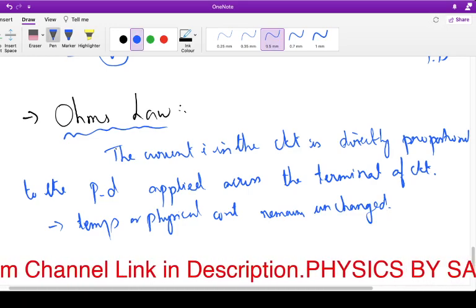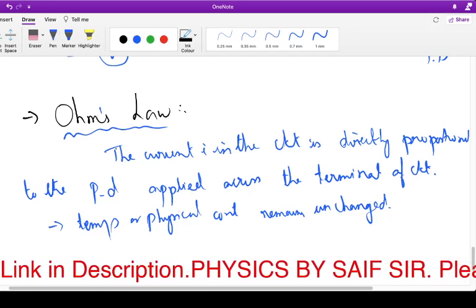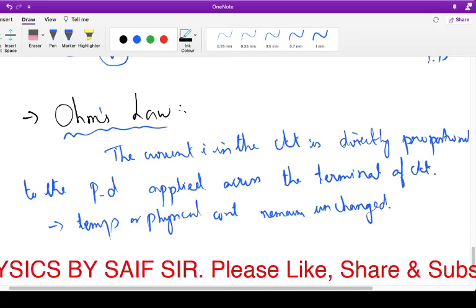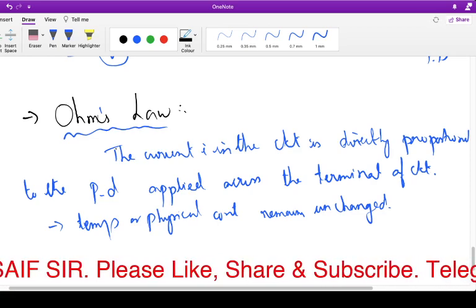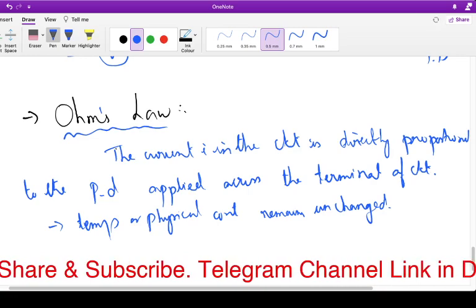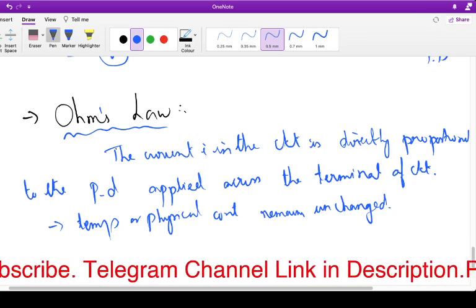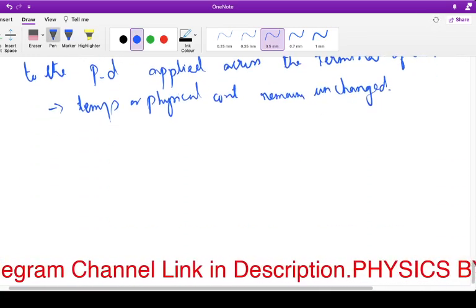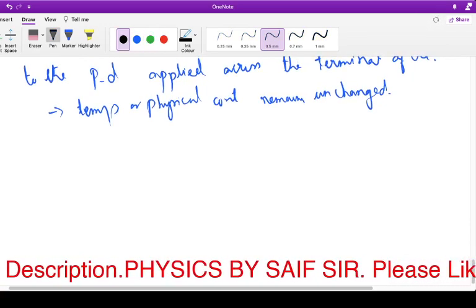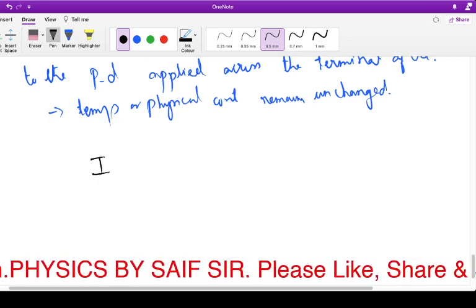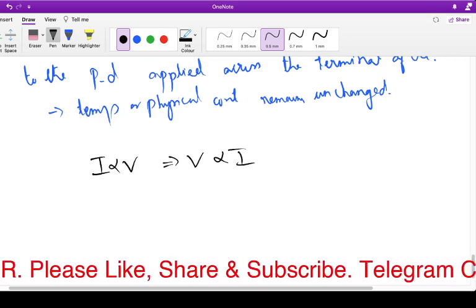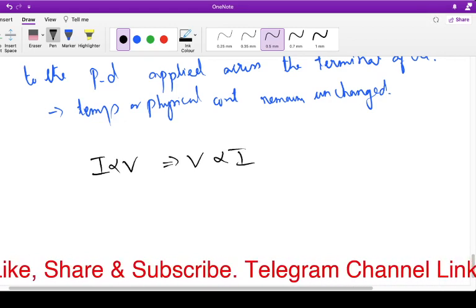Okay, so what is Ohm's law? The current I in the circuit is directly proportional to the potential difference applied across the terminals of the circuit. Based on the law, we can write I is directly proportional to V. You can also write V is directly proportional to I. So voltage is directly proportional to the current.